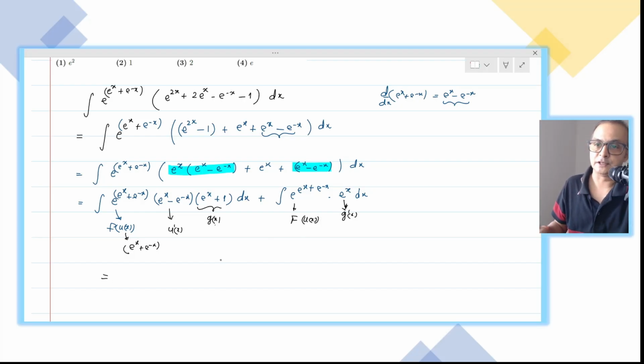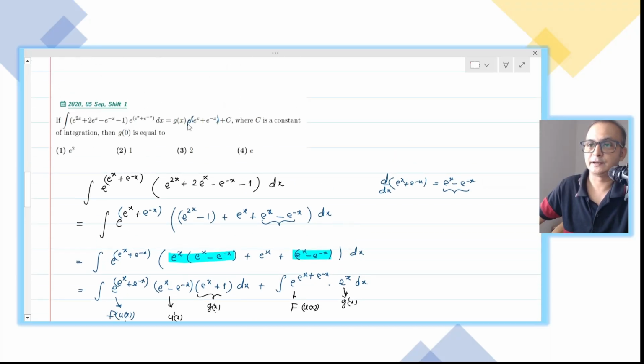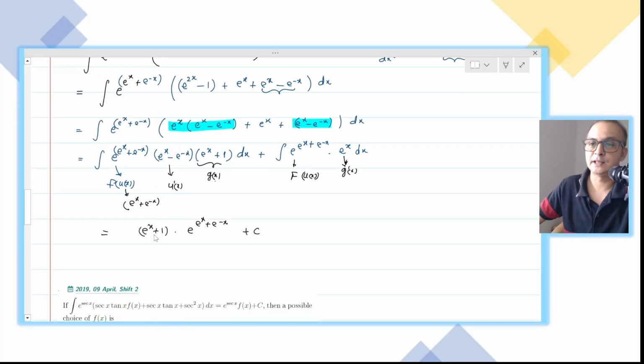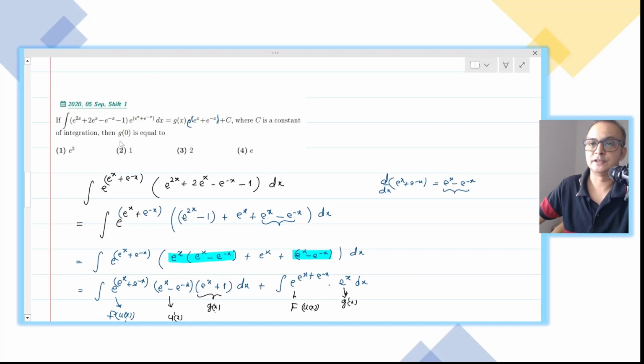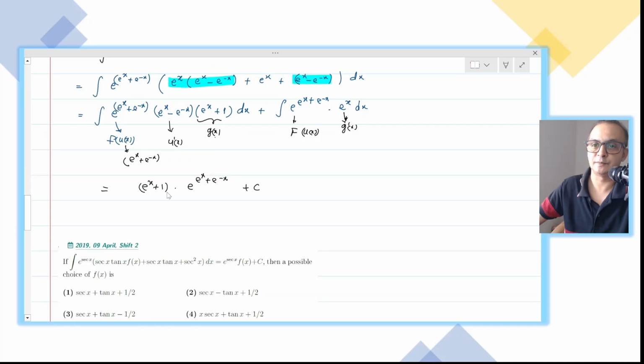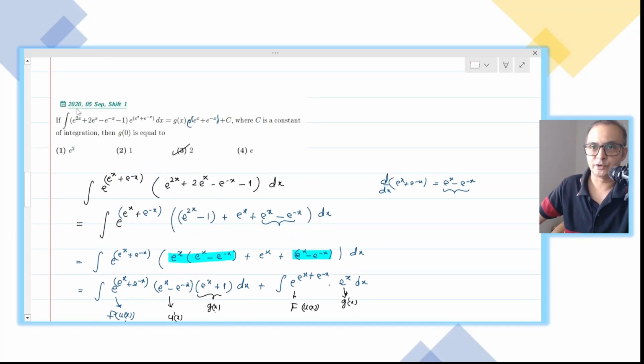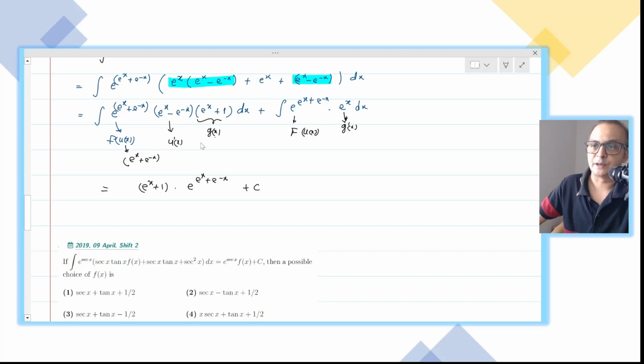and so our answer will be what? The g(x). So g(x) is e to the power x plus 1, and into the F of u(x). It means I have to take only this part. This is e to the power x plus e to the power minus x plus c. And now for the question, if you compare, you get the same thing there. So g(x) is nothing but e to the power x plus 1. And to find this g(0), our answer should be 2, as we substitute 0 in this function e to the power x plus 1. So this question was asked, as you can see, in 2020 JEE Main. So this can be done in this way.